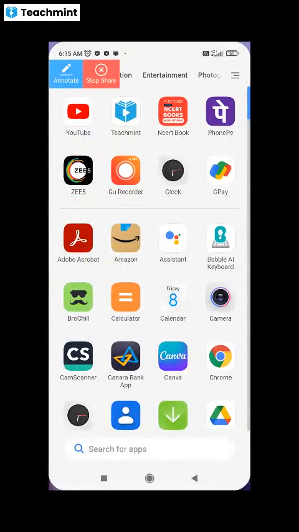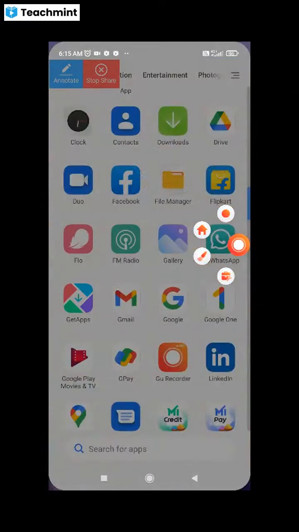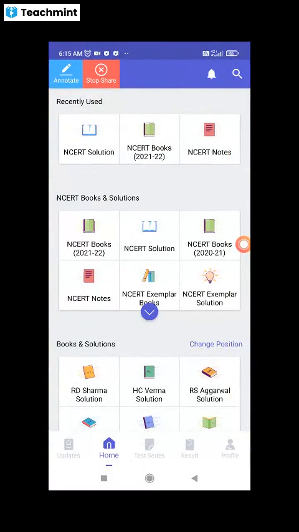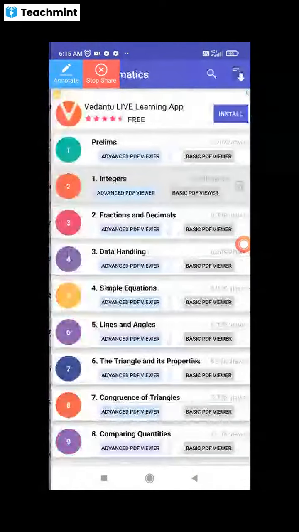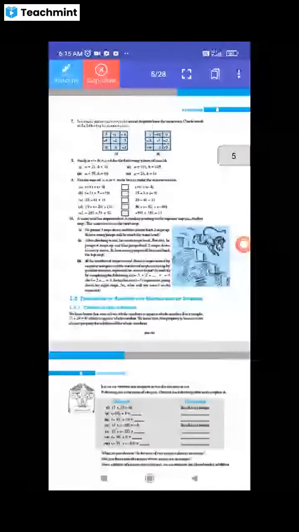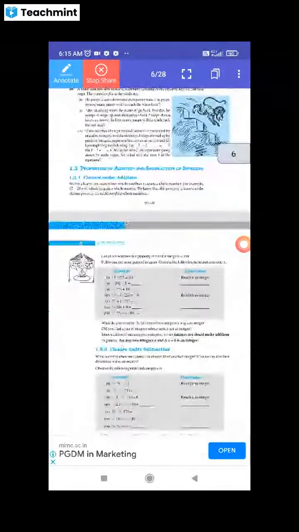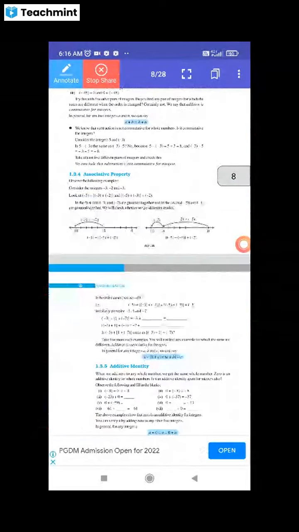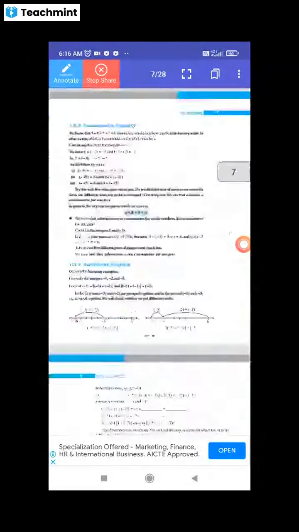Can you see the screen? Yes, ma'am. All of you practice exercise 1.1, all problems. Good. So then, some properties are here, and based on that, exercise 1.2 is there.